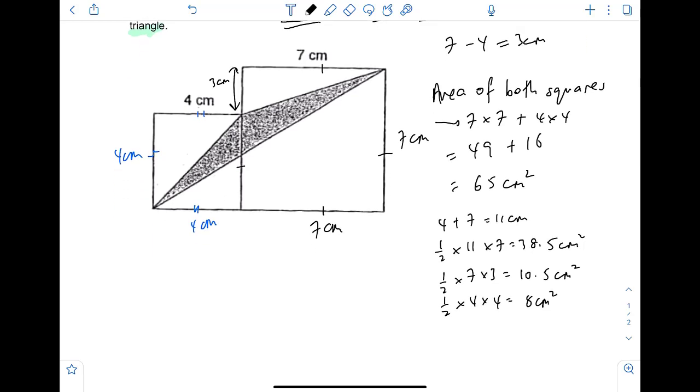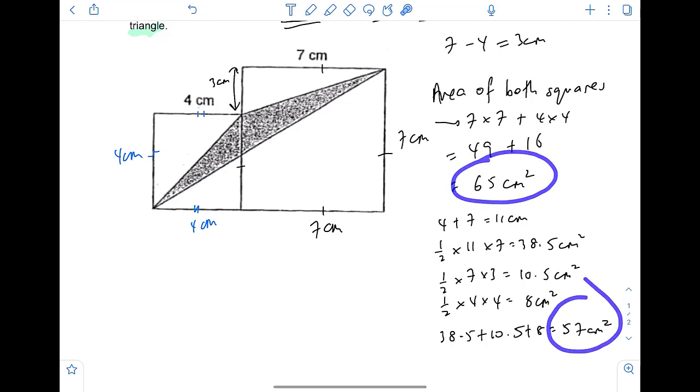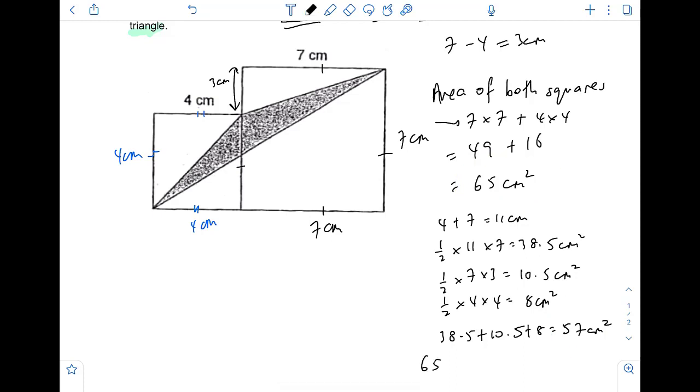Okay, so we add up all these unshaded triangles, 38.5 plus 10.5 plus 8. That gives 57. Okay, so one more step. We will take the 2 squares minus away the unshaded triangles to achieve our answer of 8 square centimeter.